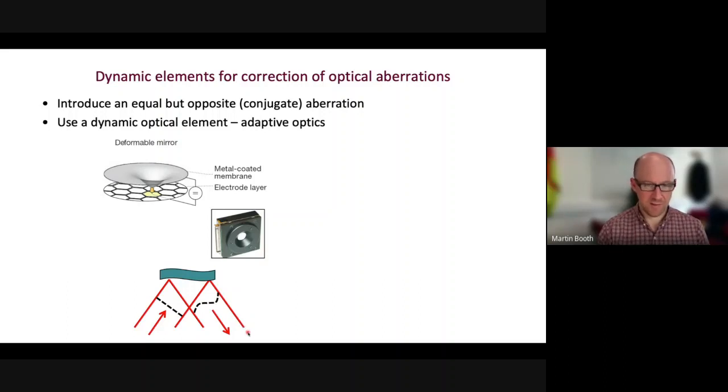And this also works in a reciprocal direction. You could have a distorted wavefront approaching the deformable mirror, and the shape in the deformable mirror will remove that and turn it back into a collimated wavefront beam and a flat wavefront.